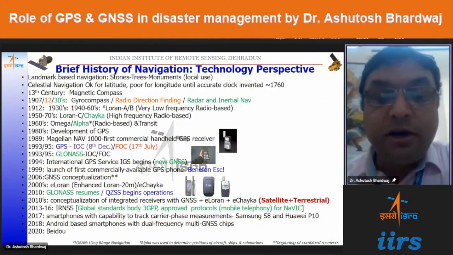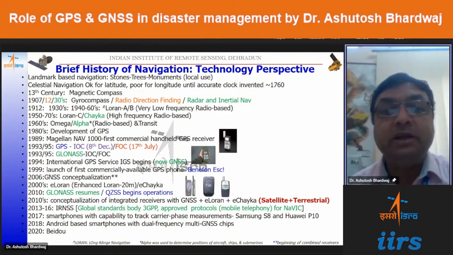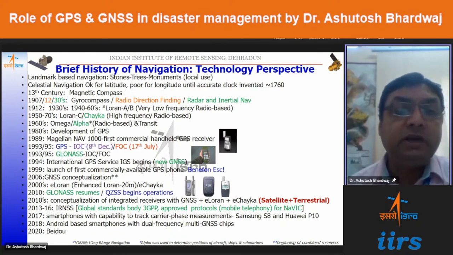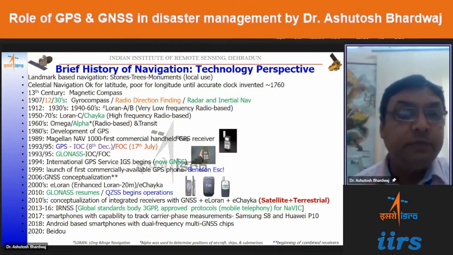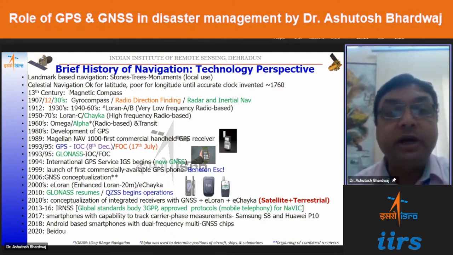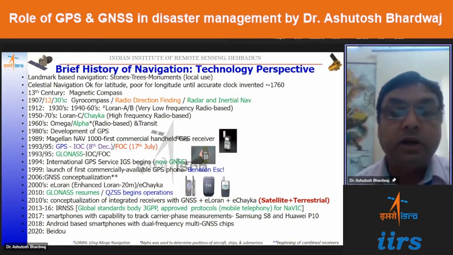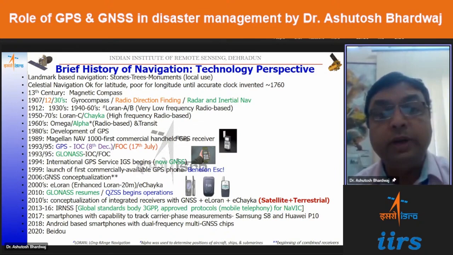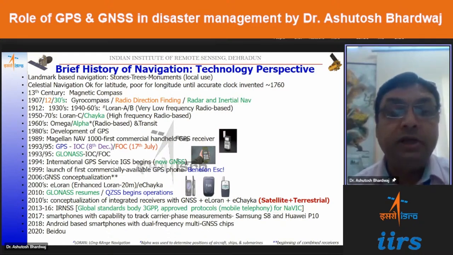There is also a brief history of navigation. From the sun, moon, and stars, and from stones, trees, and monuments, we developed various surveying equipment, which further helped us in navigation. Then came instrumentation like the compass, gyro compass, and radio direction finding. These systems also got developed because of the Cold War era, and World War I and World War II accelerated the development of this equipment for the Air Force, Navy, and Army.